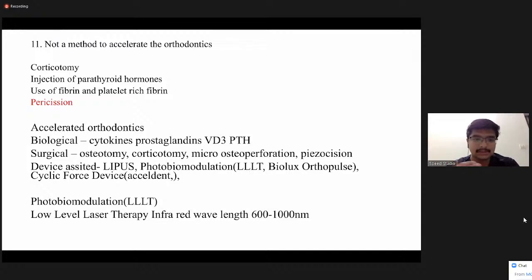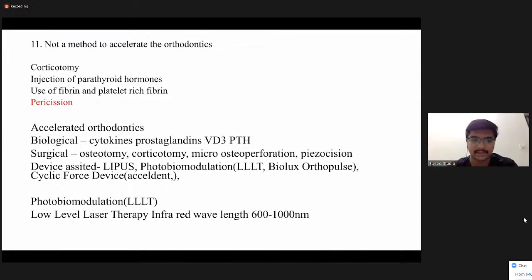The success of accelerated orthodontic treatment is another topic which will be discussed widely in the specialties. Let's not get into those topics. What are the various methods that can be used to accelerate orthodontics? They can be classified into biological, surgical, and device assisted. The biological agents involve cytokines, prostaglandins, vitamin D3, and parathormone. Remember, vitamin D3 and parathormone always go hand in hand towards accelerating orthodontic tooth movement. Surgical treatment involves osteotomy, corticotomy, microosteoperforation, and piezo-excision.